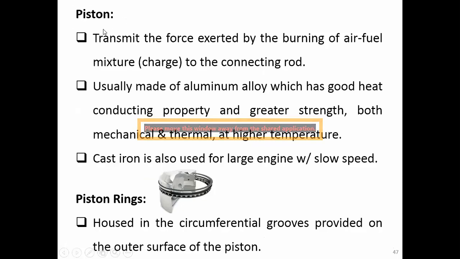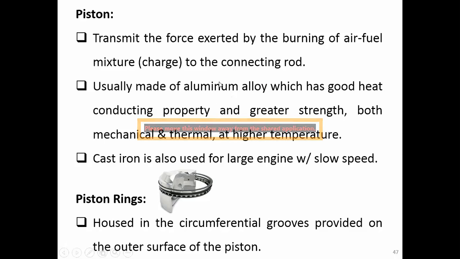Next is the piston. The piston is used to transmit the force exerted by the burning of the air fuel mixture, or the charge. Sometimes we call it air fuel mixture, sometimes we call it a charge. In short, it transmits the force from the burning charge to the connecting rod. Usually the pistons are made from aluminum alloy.